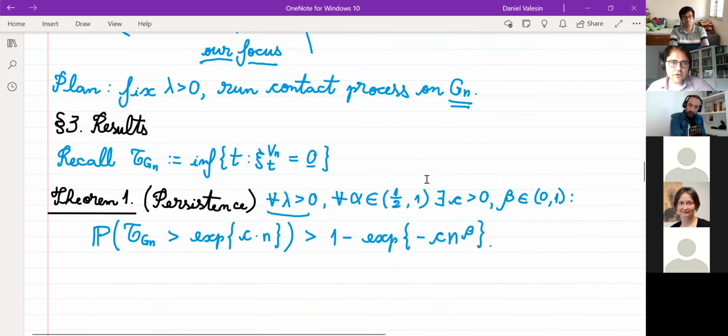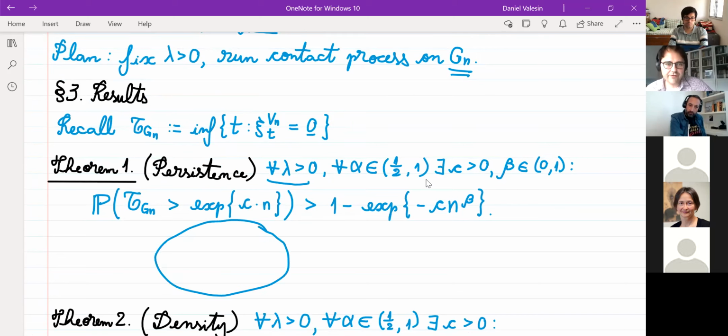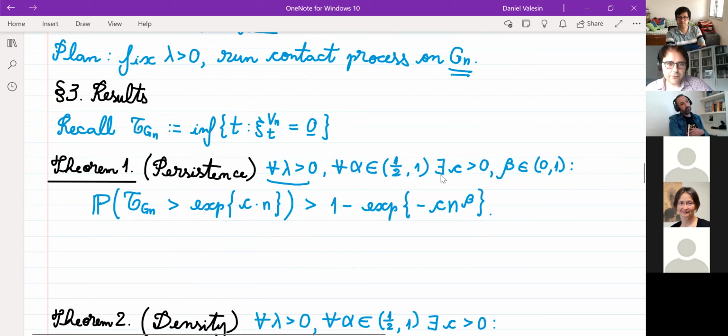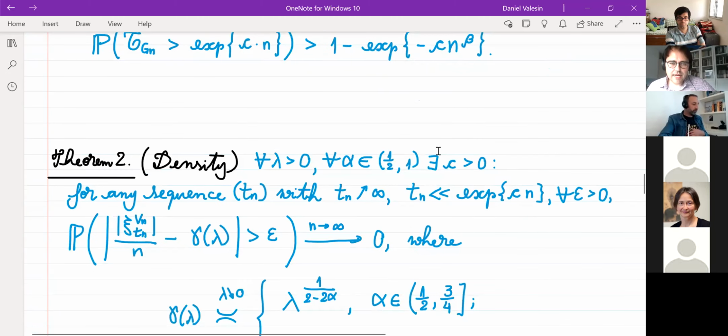And I won't comment too much about the proof of this persistence theorem, because it's more or less what I already said in the beginning. You just have the graph, you find this network of stars, you need order n of them, and they need to be kind of close to each other. And then there are some general results that say you also get metastability for any value of the infection rate. So the second result is about density. It has an ugly statement.